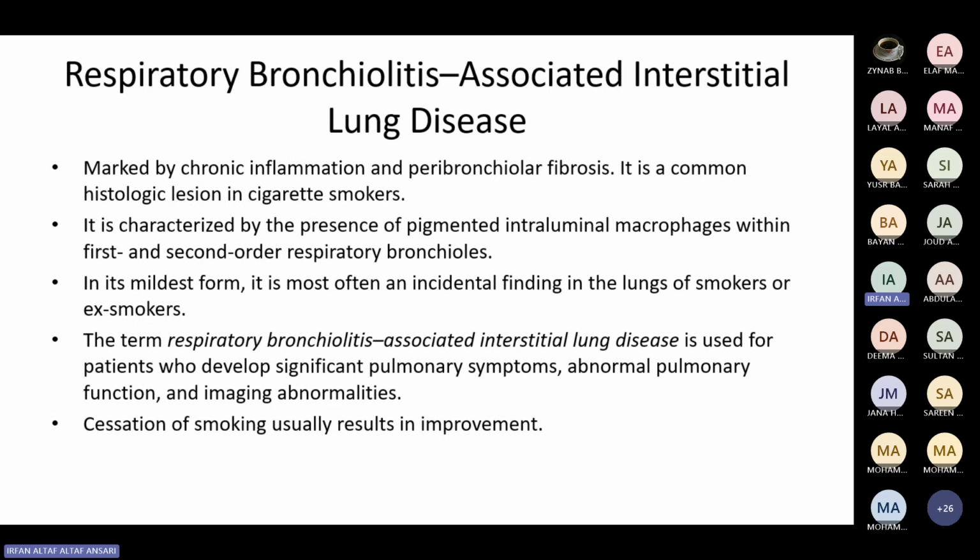The other disease is respiratory bronchiolitis associated interstitial lung disease. It is marked by chronic inflammation and peribronchial fibrosis, and it is a common histological lesion you see in cigarette smokers. There are pigmented intraluminal macrophages within first and second order respiratory bronchioles, not in the air spaces. In the mildest form, the patient doesn't have anything, you took the biopsy for some other reason and find it as an incidental finding in smokers and ex-smokers.